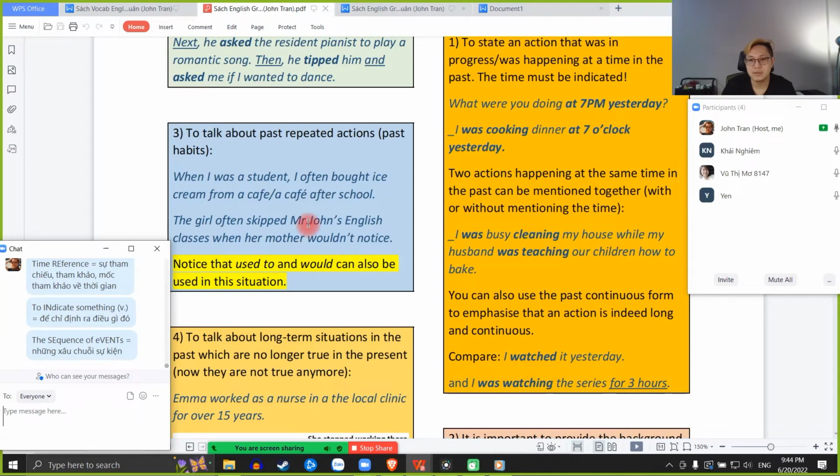Number 3. You need to practice more. To talk about past repeated actions. Talk about past repeated actions. Repeated. Past repeated actions.